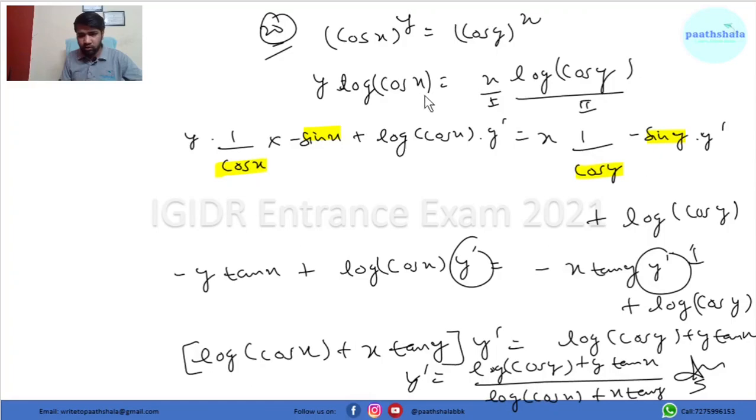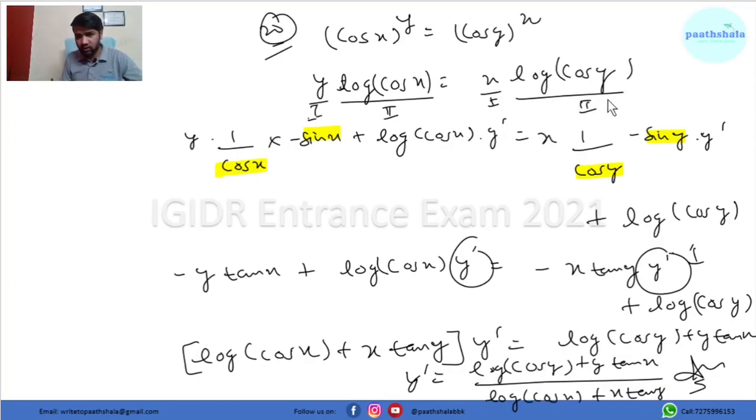By applying product rule on both the sides, we'll get this. So y will be our first function, and log cos x will be our second function. So this will become first into differentiation of second function. So we're differentiating log cos x. So this will become 1 upon cos x multiplied by minus sin x, plus we'll write second function as it is and we'll differentiate the first function. So this will become y dash.